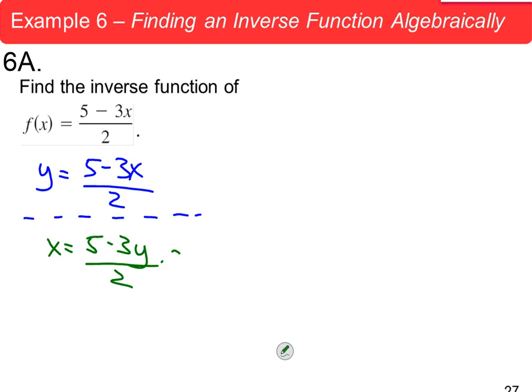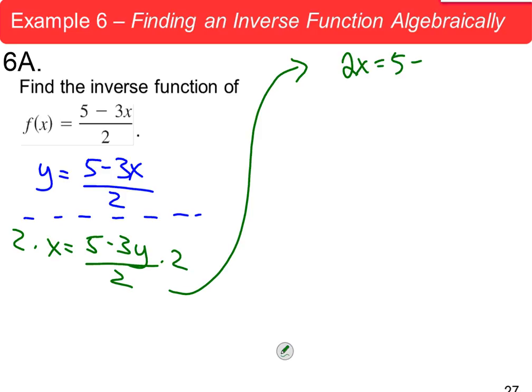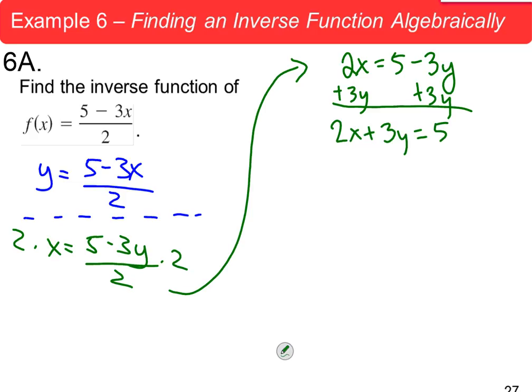The first thing we should do is multiply by 2. I'm just going to go up over here so it's a little higher. And we get 2x equals 5 minus 3y. Personally, I might add 3y to both sides, and then that's 2x plus 3y equals 5. Then subtract 2x. 3y is 5 minus 2x. Divide by 3. y is (5 minus 2x) divided by 3.